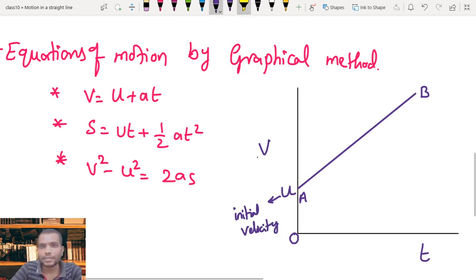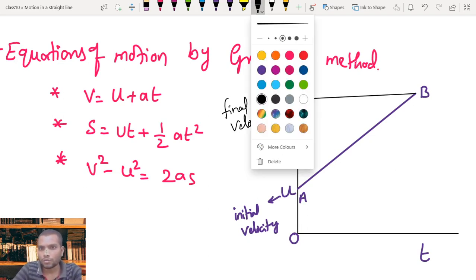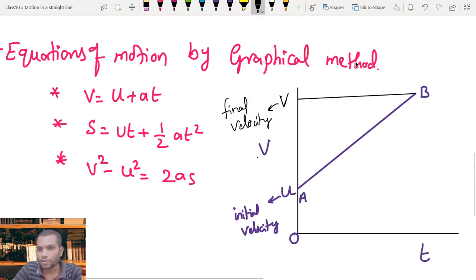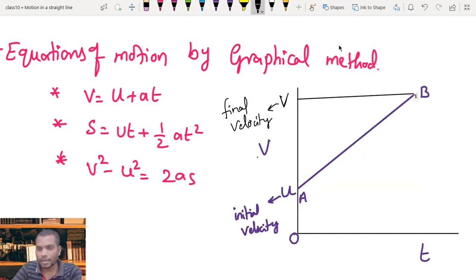And after reaching a certain distance, and after a certain time, it has its final velocity as v. So here v is the final velocity. And to move from A to B, it has taken a certain time. So I can mention that with dotted lines from here to there.